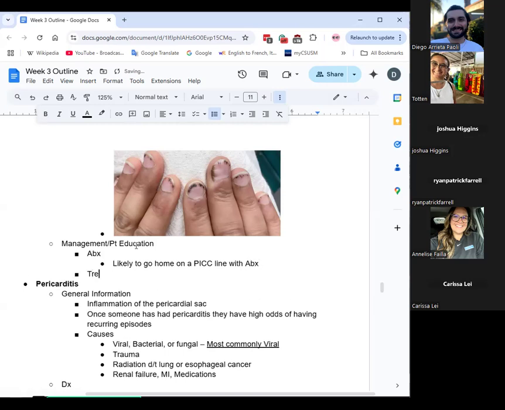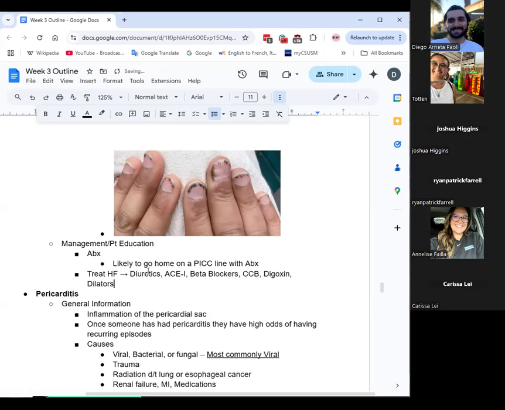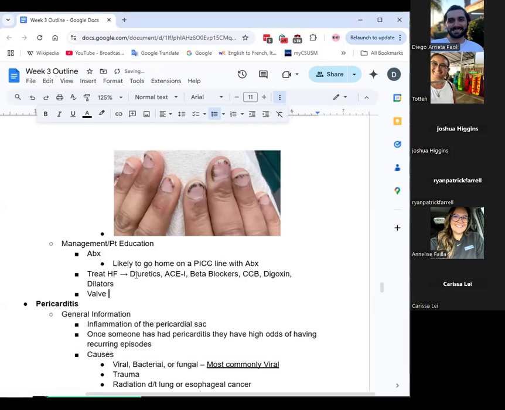We're going to treat the heart failure symptoms, and I know you guys know this pretty well, but you are going to have to know your diuretics, your ACE inhibitors, beta blockers, calcium channel blockers, digoxin, dilators. So if you are a little iffy, just review so you have the general idea. A person might need a valve surgery.